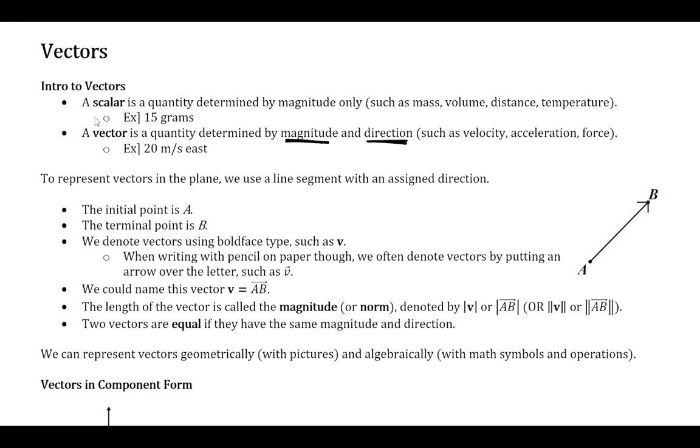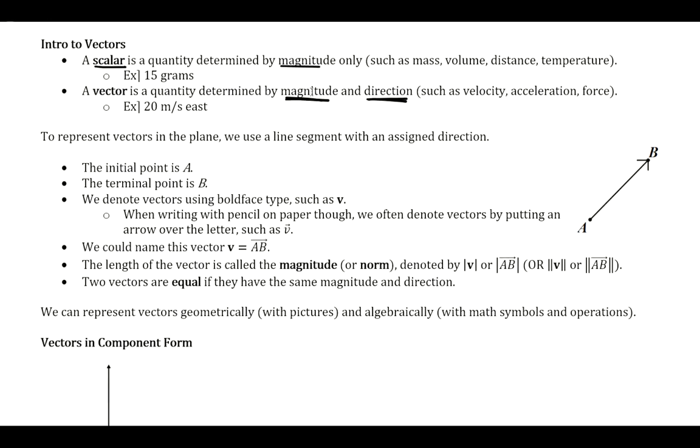Whereas a scalar, going kind of backwards, is just a quantity by magnitude only, such as mass, volume, distance, temperature. Like 15 grams, 32 degrees. By that one number in units, we know exactly what's going on. Whereas with vectors, we would like to know where it's going. Like, where is the force being applied? Is it being applied left, right, up, down? That's what vectors do.